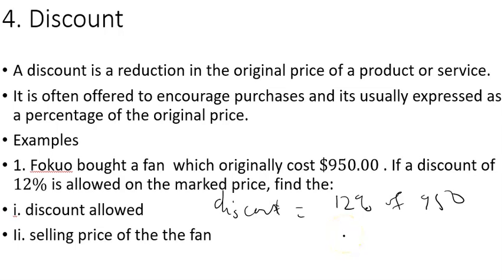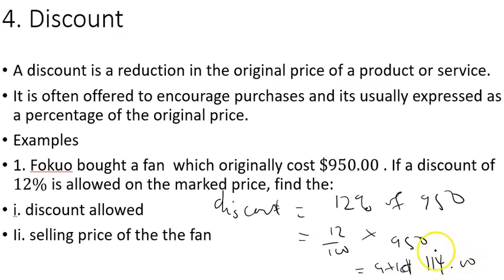12% of 950 Ghana cedis is equal to 12/100 times 950 Ghana cedis. Don't forget the cedi sign. 12/100 times 950 Ghana cedis becomes 114. You can press it and check.